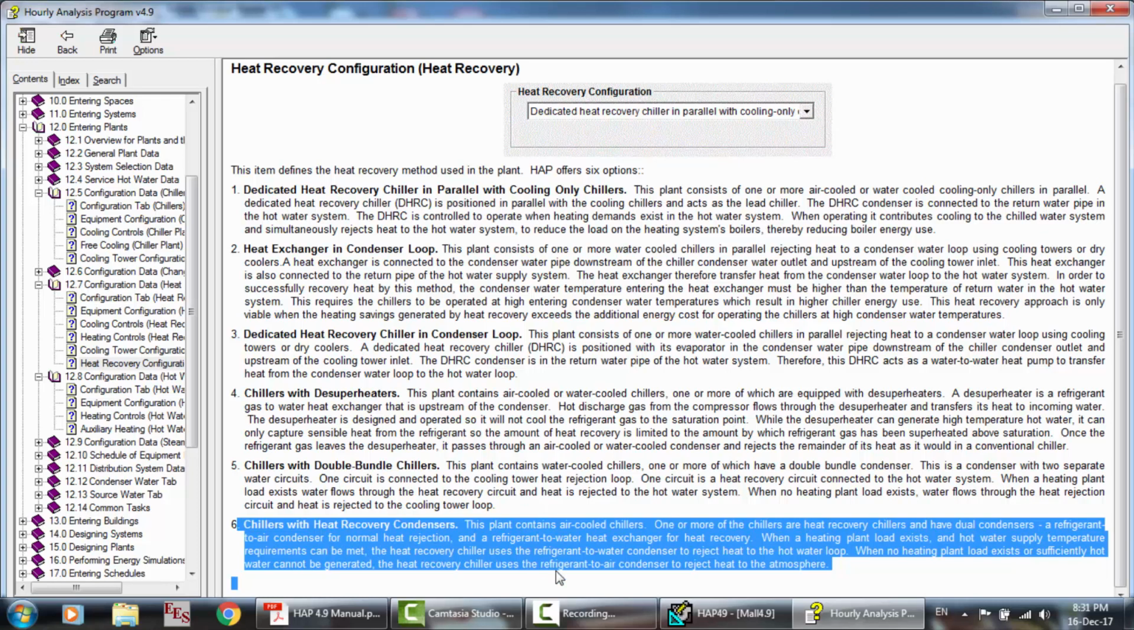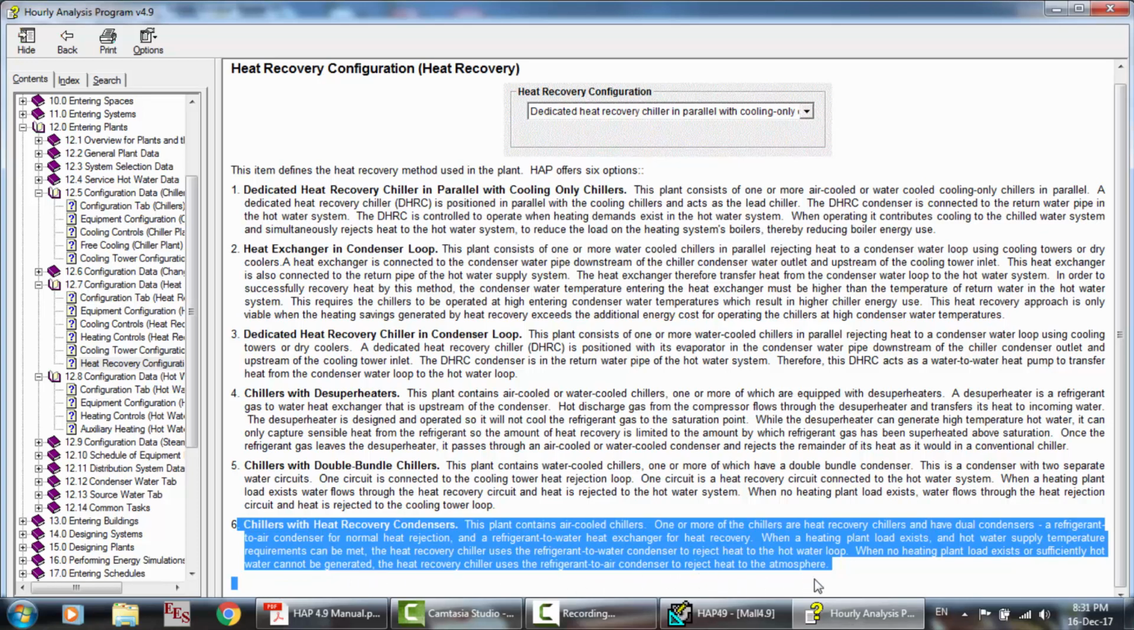When a heating plant load exists and the hot water supply temperature requirements can be met, the heat recovery chiller uses the refrigerant to water condenser to reject heat to the hot water loop. When no heating plant load exists or sufficiently hot water cannot be generated, the heat recovery chiller uses the refrigerant to air condenser to reject heat to the atmosphere.